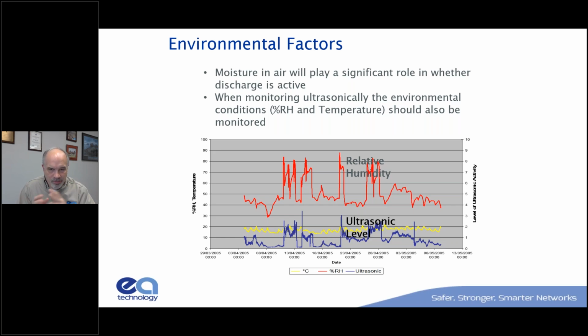And this is just over the course of several weeks. This is European dates. So, from April 13th to May 3rd, I've got these variations. I've got the ultrasonic level changing. That's going to give me a pretty good indication that what I'm looking at might be PD, not just some other source of ultrasonic energy.